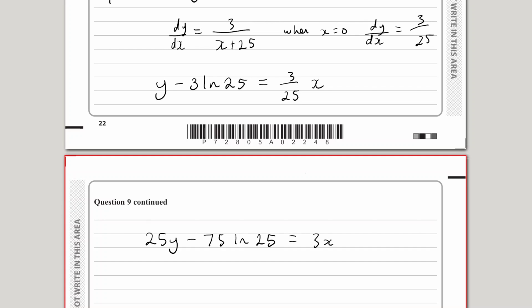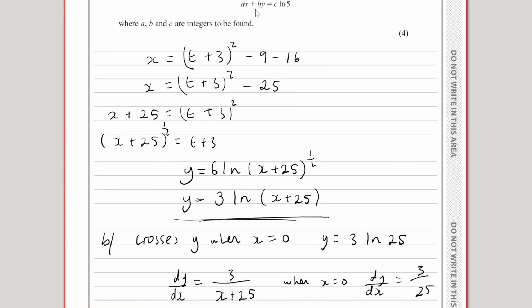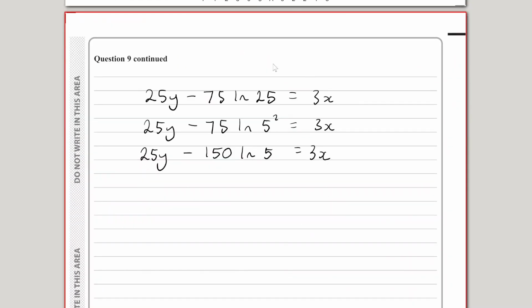We want it to be log 5, so I can change my 25 into 5 squared, and then bring the 2 to the front. So 25y minus 150 log 5 equals 3x. How did I want it? I want the x and the y on one side and the log on the other. So it's, well, negative 3x plus 25y equals 150 log 5.